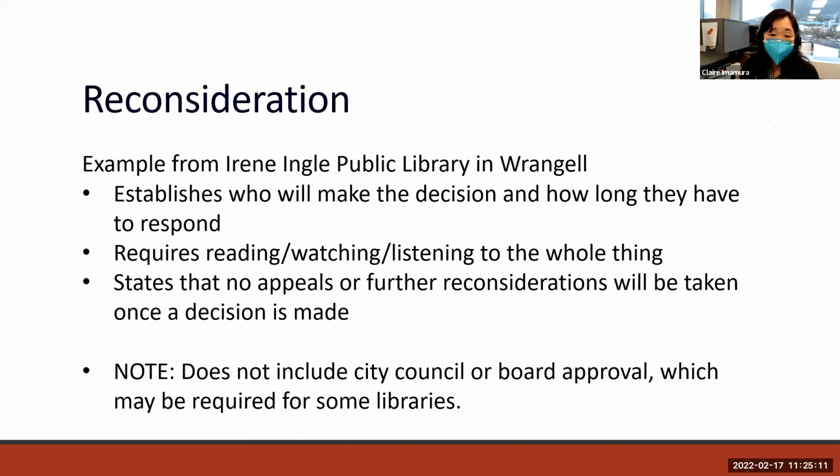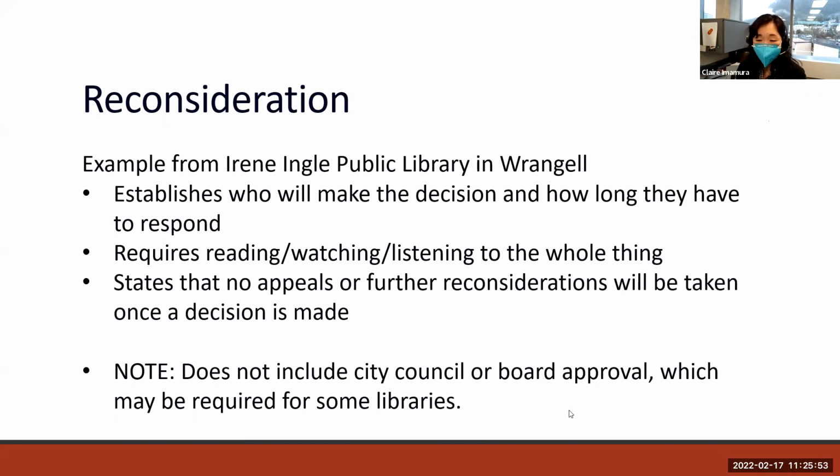And I've gotten permission from a couple of libraries to share some parts of their challenge or reconsideration document. So I'm going to share it in the chat. First up, we have Wrangle's reconsideration policy, which I've just sent as a PDF. When you just look at this one, it seems like it hasn't been updated in a while, just based on the font, but reviewing it, there are some elements that I think are really good with regards to the reconsideration process.